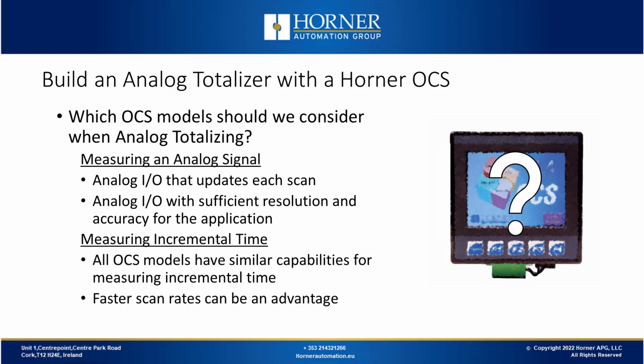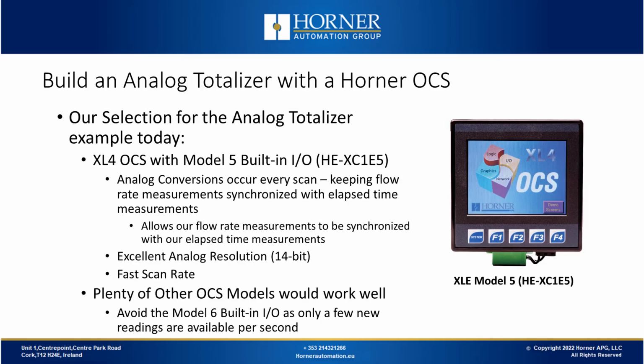When it comes to measuring incremental time, all OCS models have similar capabilities for measuring it, so it's not as big of a factor. Although, picking an OCS model that has slightly faster scan time can be advantageous in certain situations. So for the example today, we would recommend an XL4 with Model 5 built-in I/O, because as the analog I/O is built in, the analog samples that we're going to be taking over our flow meter will be happening every scan, and that's going to keep our analog samples synchronized with our scan rate.